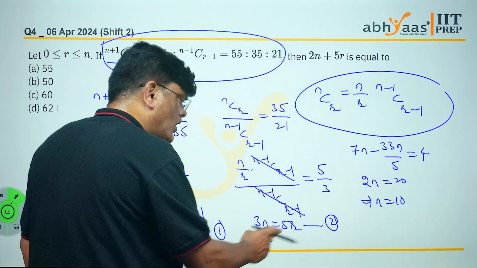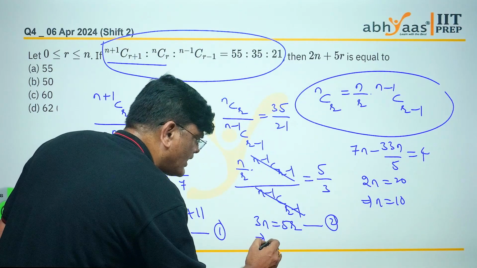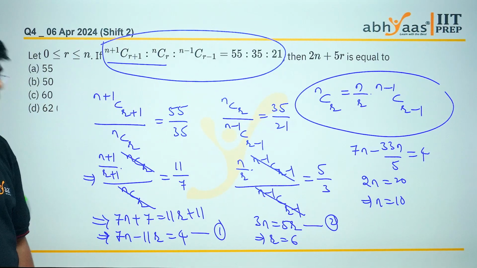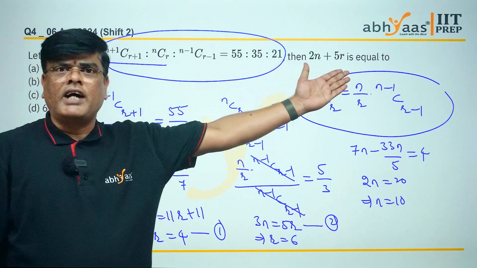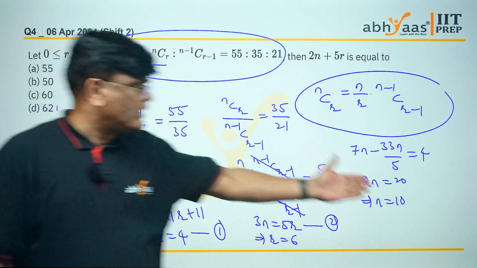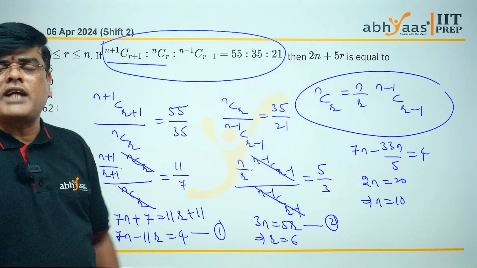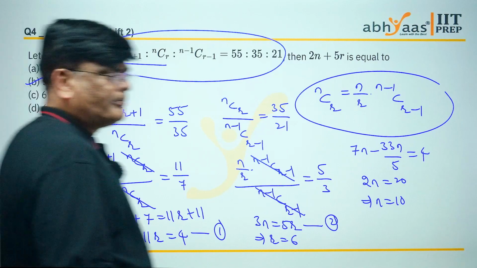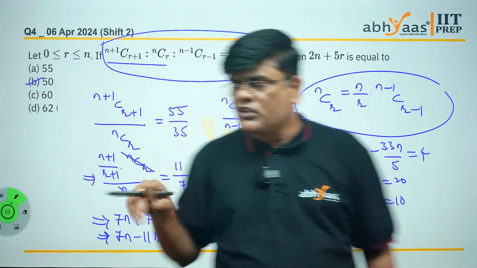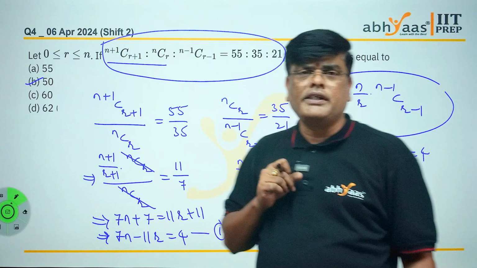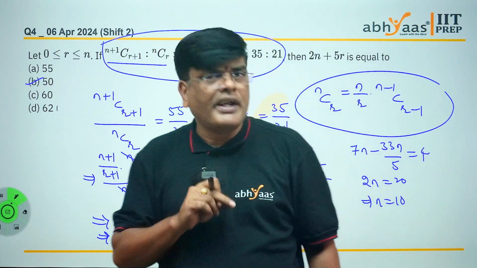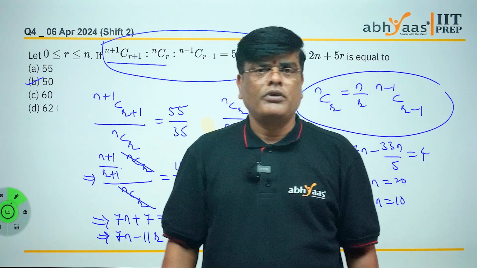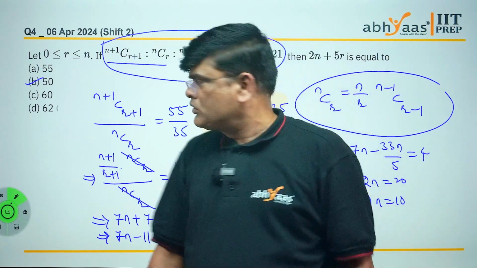Now substitute the n value in equation 2. From this we get r equals 30 by 5, that means 6. So finally n is 10 and r is 6. Now substitute in the required expression: 2n plus 5r, that means 20 plus 5 into 6, which is 30. Now 20 plus 30 is 50. So which is the right option? B is the right one. Okay students, in finding the solution to this problem, mainly we are using the result nCr can be written as n by r into n minus 1 C r minus 1. Okay students, understood? Right, now we'll move to the next question.